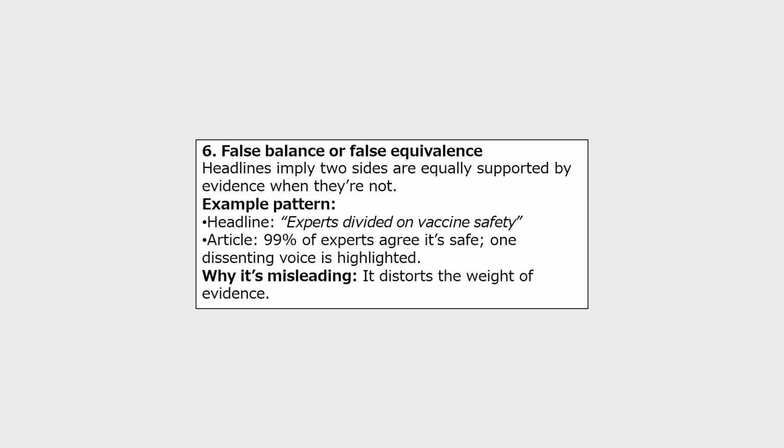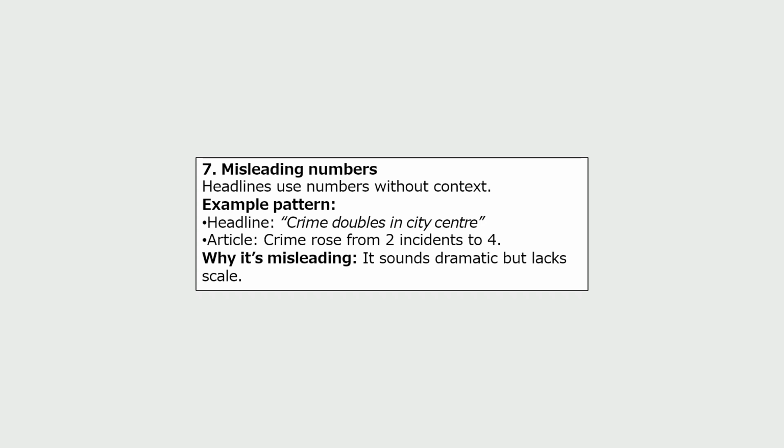We sometimes have false balance or false equivalence. Experts divided on vaccine safety, when in fact 99% of experts might agree it's safe, and you've got one voice that is dissenting. We may also have misleading numbers. If, for example, crime only rose from 2 incidents to 4, you could say crime doubles in city centre, when in fact it's a very small number in scale.